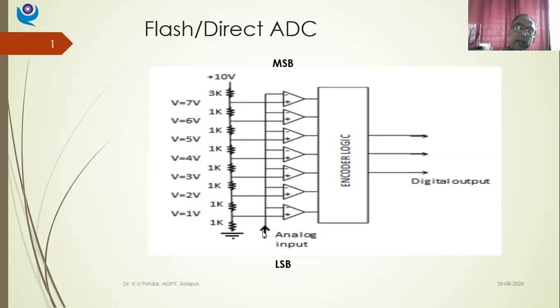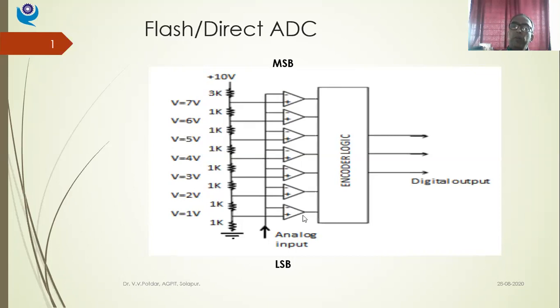What will happen? This analog signal at this op-amp will act as a comparator now. What will it compare? This 2.5 volt that I am giving to the inverting terminal will be compared with the 1 volt that I am providing as a reference voltage. So 2.5 volt is greater than 1 volt.